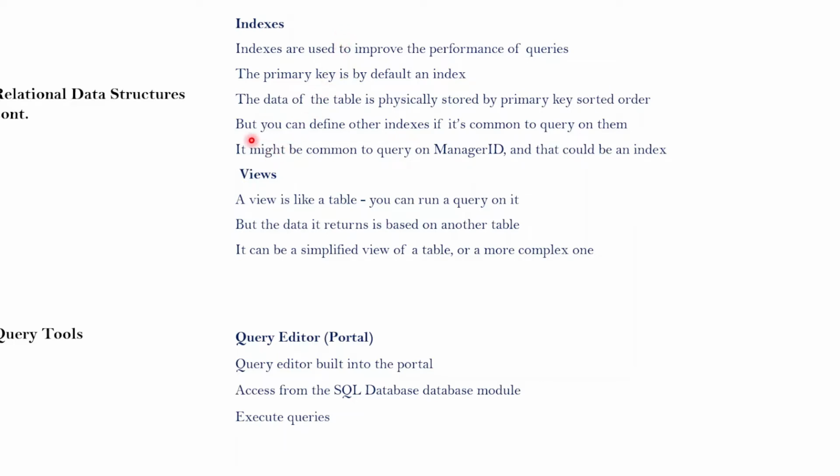It might be common to query on manager ID, and that could be an index. Let's say an example: there is a list of employees and their manager ID is given. One manager can have n number of employees. If a person wants to know how many reportees Tony Stark has, maybe Happy Hogan is there and other persons might be there. So in table A, if we create an index on manager ID, because we need to sort the data based on the manager ID, it would be better to get the result faster.